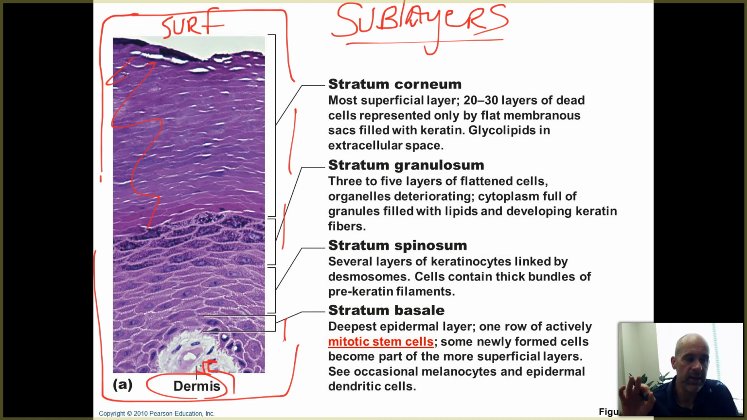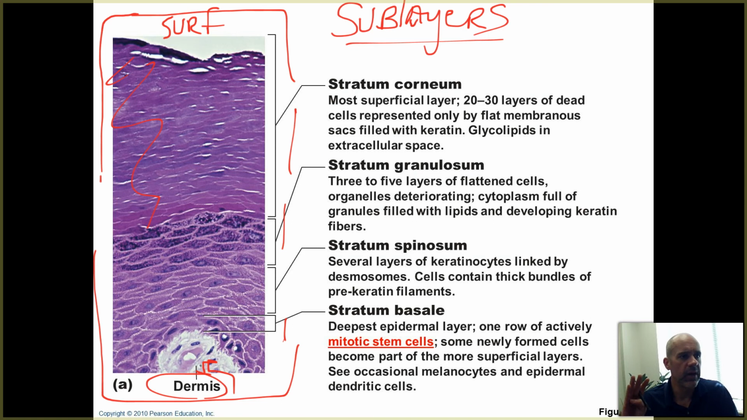Down in the dermis, you have connective tissues. Your cells are more scattered around. You have more extracellular matrix between the cells, and so it's not going to pick up the dye quite as darkly, so it looks lighter in color there.